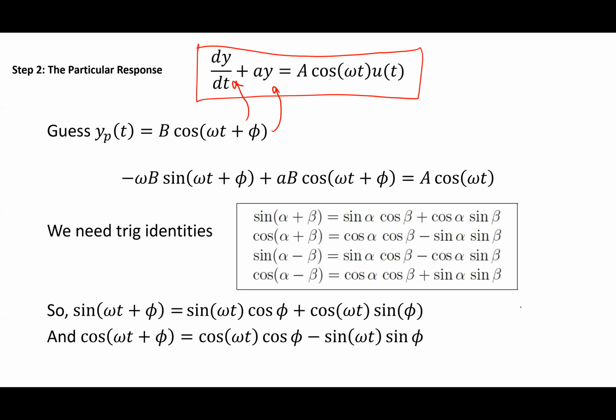If I plugged it into that differential equation, I would get this nasty looking expression. Then I'd use some trig identities to take the cosine of omega t plus phi and the sine of omega t plus phi, and break them up into things where I had the sine omega t's and the cosine phi's separated. I would have this whole big expression, and I would do that both for this guy and for this guy.